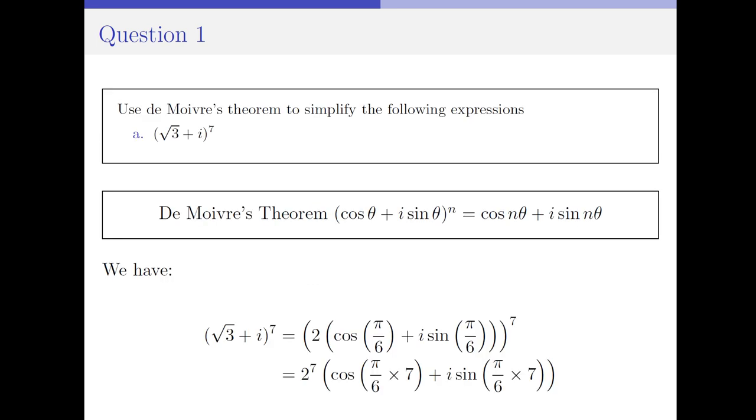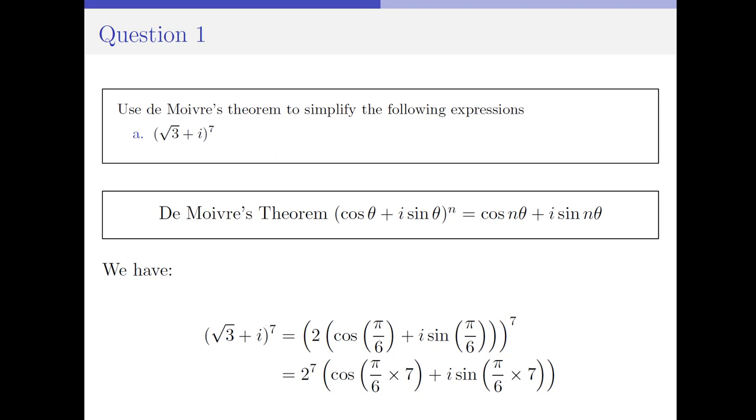So what we need to do now is implement De Moivre's theorem. De Moivre's theorem says that if you've got cosine theta plus i sine theta raised to any power, you bring down the power and multiply it by the angle. So for us, we have 2 cosine pi by 6 plus i sine pi by 6, all to the power of 7. The 7, as normal, just raises the 2. So we've got 2 raised to the power of 7, and then we're multiplying our angles. We've got pi by 6 times 7 for our cosine, and similarly for our sine, pi by 6 times 7 as well.